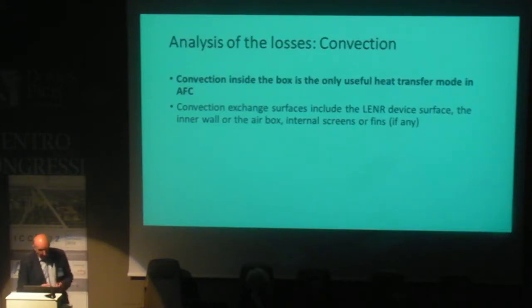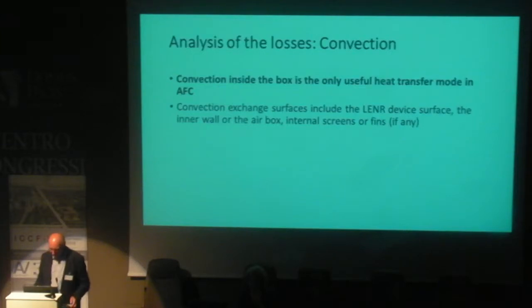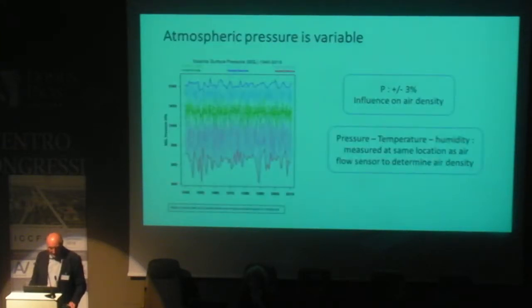And indeed, the convection exchanges the heat between the solid surfaces and the gas via surfaces. And the surfaces include, of course, the reactor surface itself, but also the inner surface of the airbox. This is important. The atmospheric pressure is variable, so plus or minus 3% easily, depending on the weather, so at least you should know that, especially if you measure the velocity instead of this product, rho v.